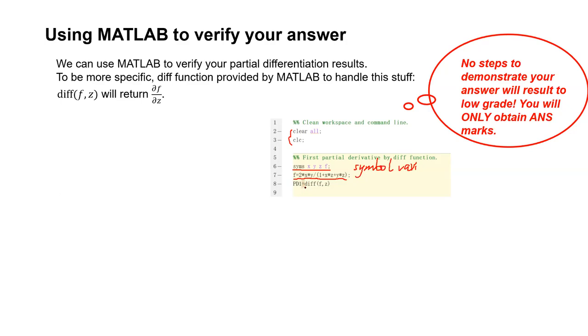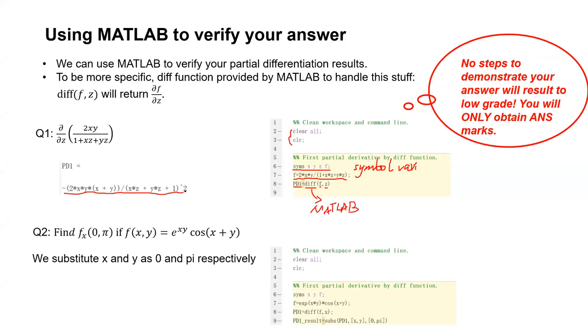And then we use a function provided by MATLAB, called diff. You can Google it to find out what it means. The first argument f is the function you want to differentiate, and the second one is the variable you use to take the differentiation, and you get a result. To PD1, and we see the result here. It is the result we have calculated. It is the true right answer. And the second question, the difference between these two questions is that he asked us to calculate.